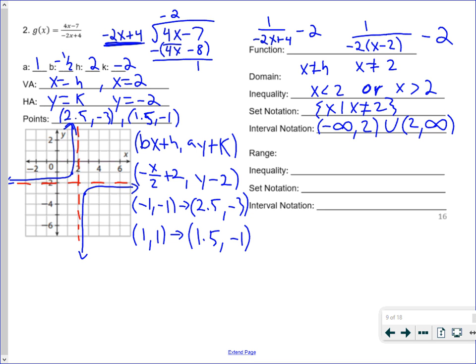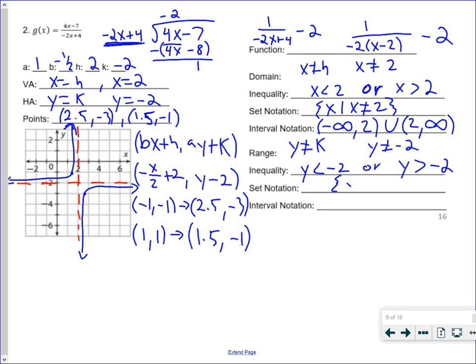Our range will be similar. It will be every y value other than k. Since y equals k is an asymptote, you cannot have any y values on that asymptote, or any points on that asymptote. So y cannot equal negative 2. So our inequality will be y is less than negative 2, or y is greater than negative 2.